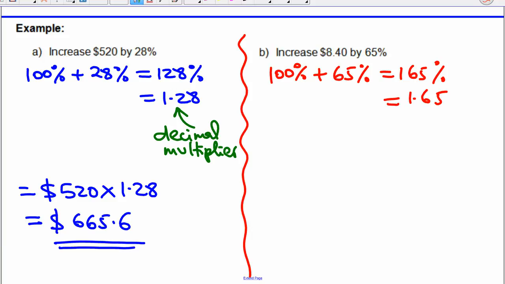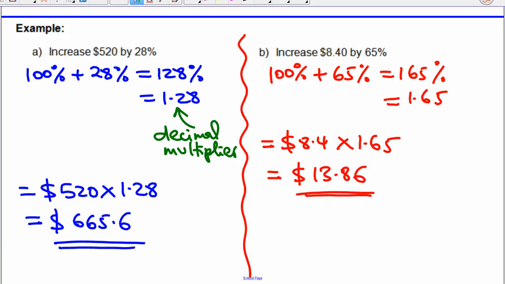So that is our decimal multiplier. And then the next step will be the figure that we are increasing, which is $8.4 multiplied by 1.65. Plug that in your calculator and you should be able to end up with $13.86.